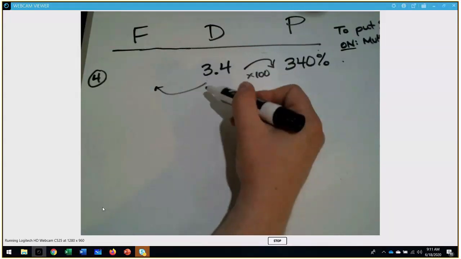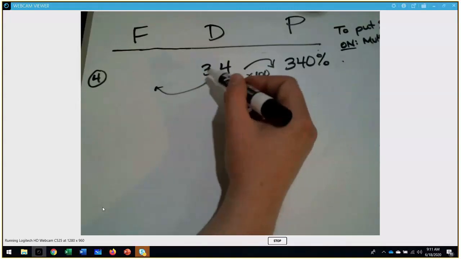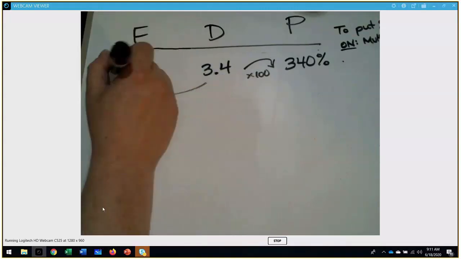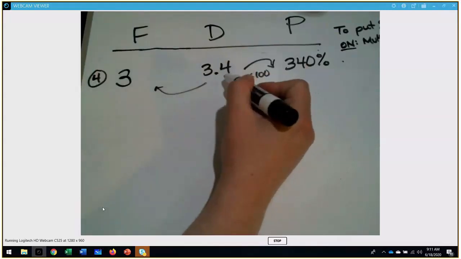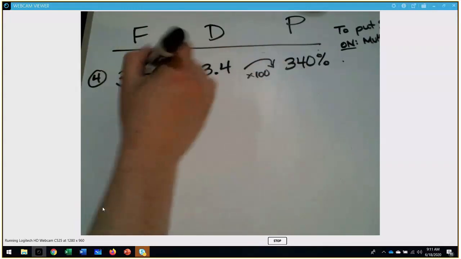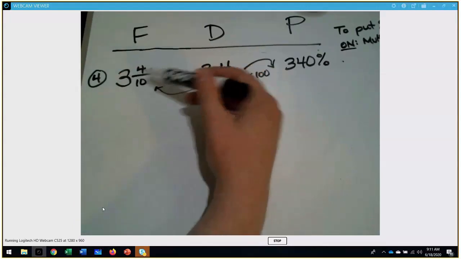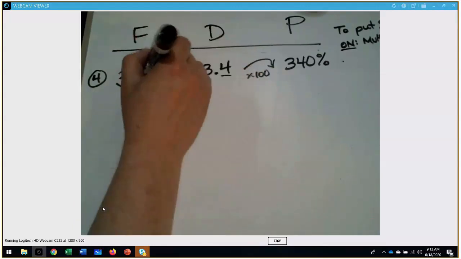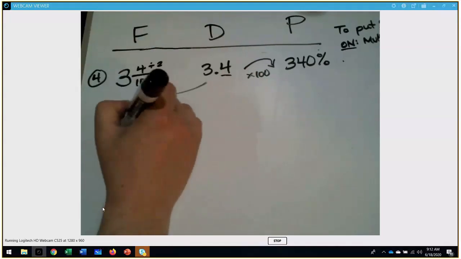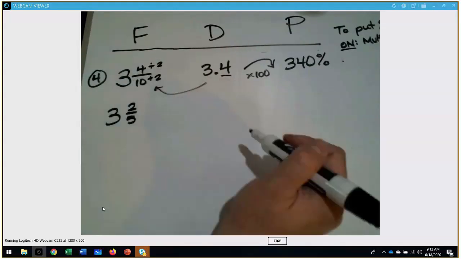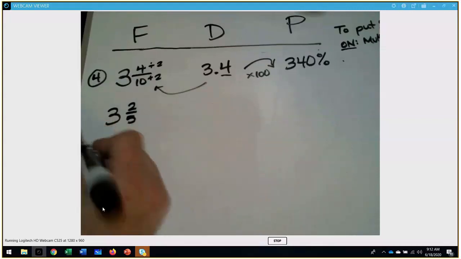We didn't see this in the last one, but we've seen it before. Anything to the left of your decimal just stays to the left, and that means you'll have a mixed number. And then you go decimals to the right over place value. So here's your fraction. This one does reduce. 1/5. And that one's done. 2/5. Okay.